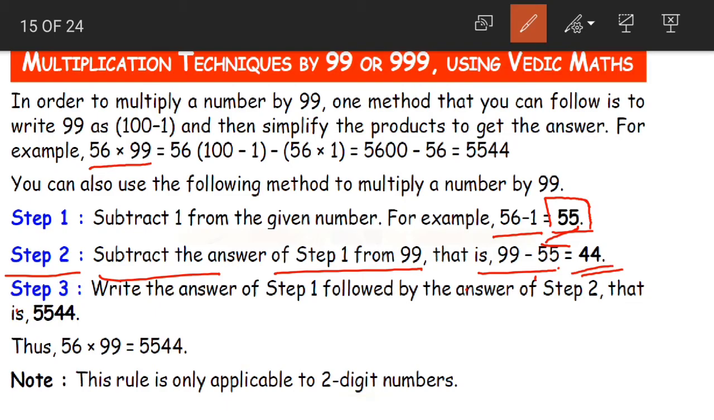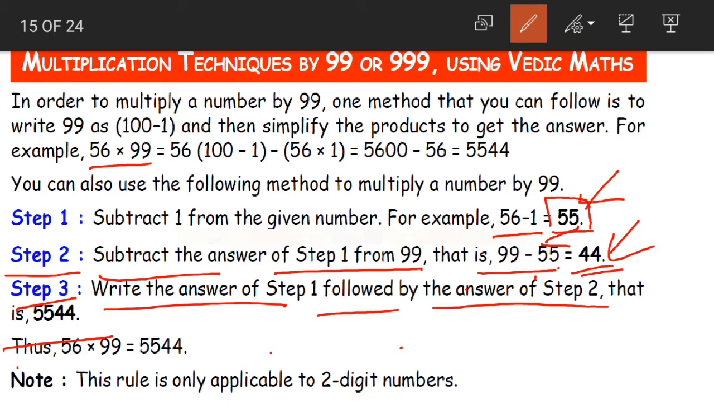Yes. Now what is our step 3? Write the answer of step 1 followed by the answer of step 2. That is 55, 44. Yes, first write the answer from step 1 and then the answer from step 2. So thus 56 into 99 is equal to 5544.